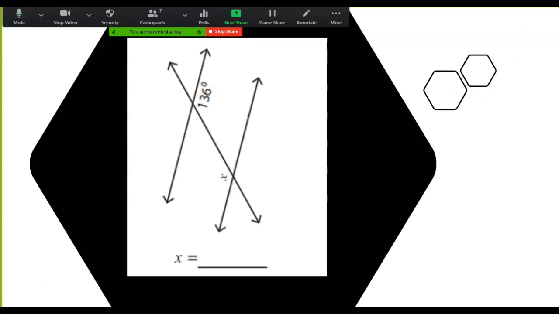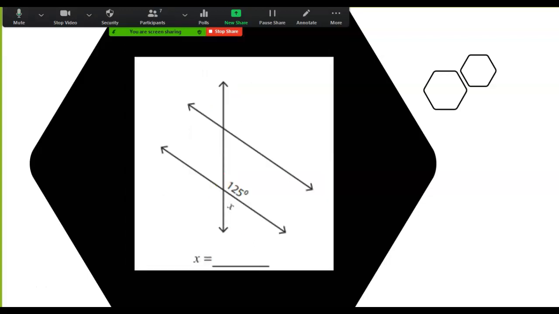Well, let's think about it. 136. If I had to classify, is that obtuse or acute? Obtuse. So if this was my test paper, I might make myself a note that it's obtuse. What about angle X? Is that obtuse or acute? So are they going to be the same, or are they going to add up to 180? So what's the value of X? 136. See how easy that was? Just by knowing acute and obtuse. They always have to give you at least one angle measurement.